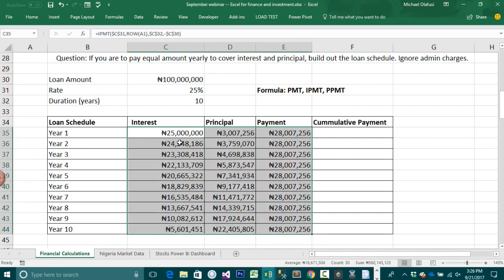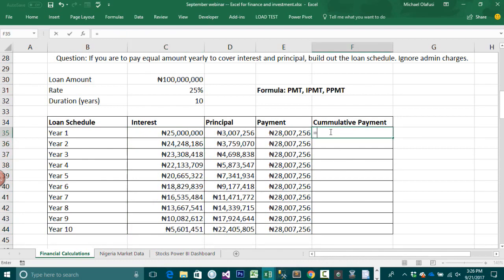You put in 1, you put in 2 for year 2, 3 for year 3. So, and then you want to know how much you've paid in total. So in the first year you paid this amount.